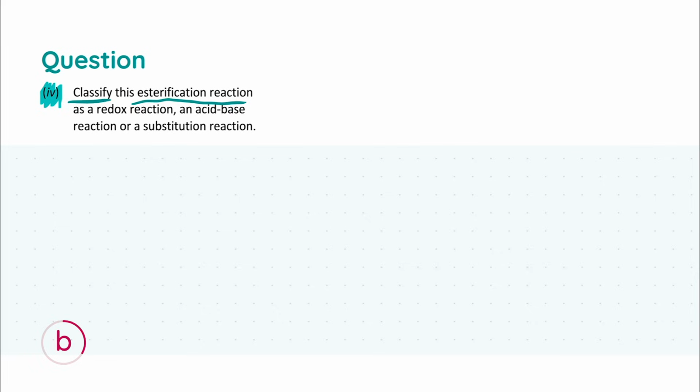Now, in the case of the previous esterification process, the correct answer here is going to be substitution. And that substitution can be seen when we are actually substituting out the water when we're mixing the methanoic acid and the ethanol. We're seeing that the water is being substituted out. So that's why we're calling it a substitution reaction in this case.